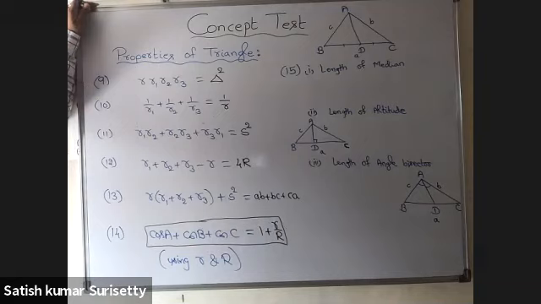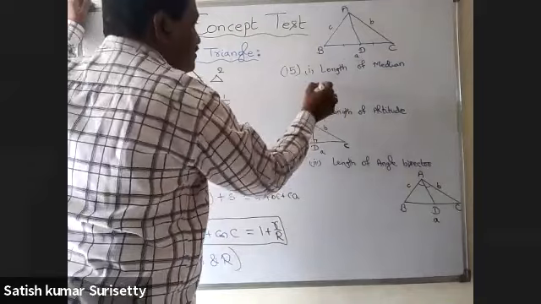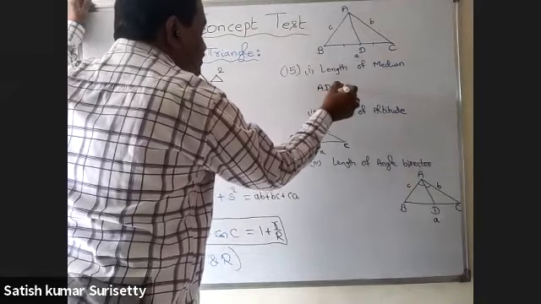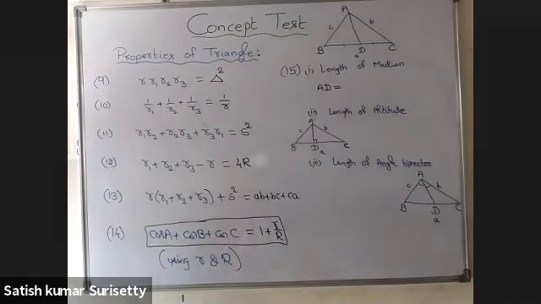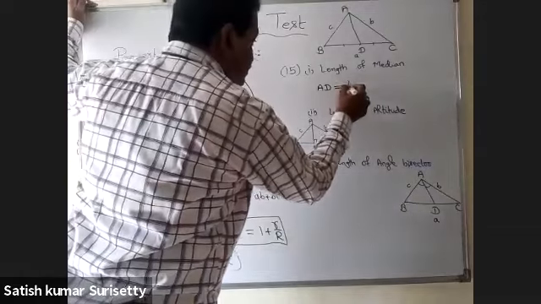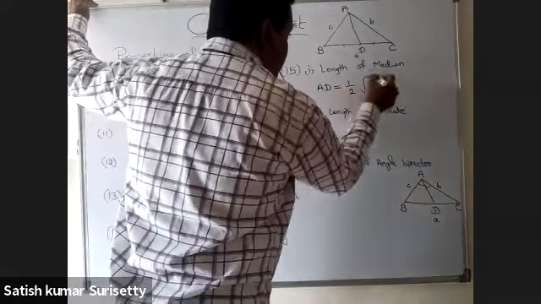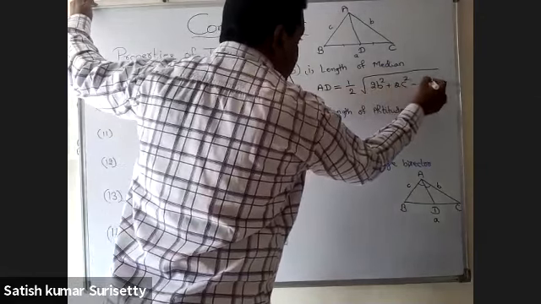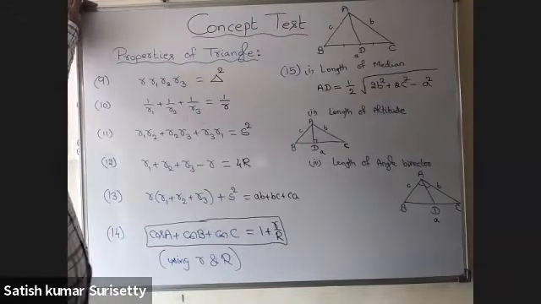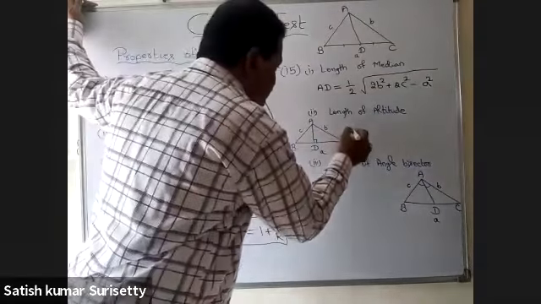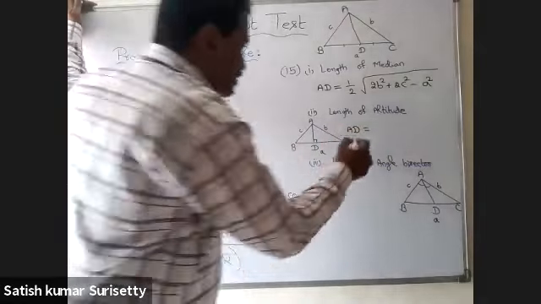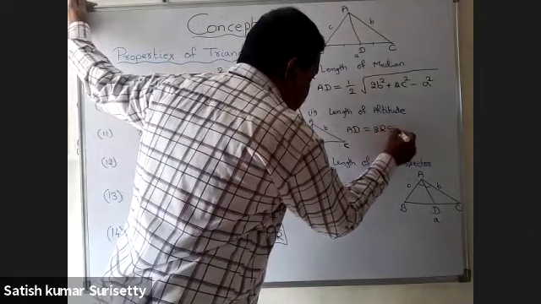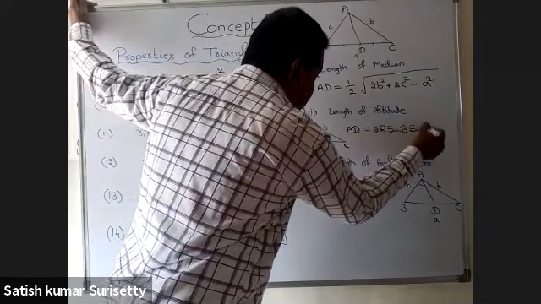Next, length of median AD equals half of root of 2b square plus 2c square minus a square. Length of altitude AD equals 2R sin B sin C.